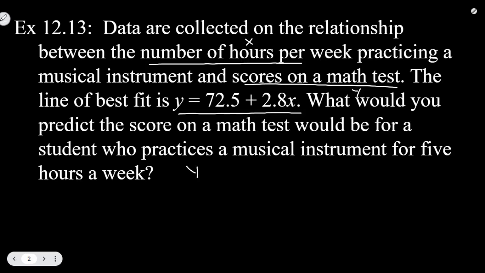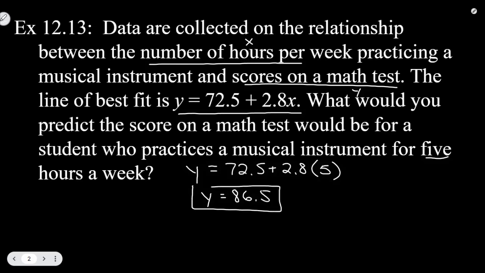So our equation, y, which remember stands for the score on the math test, equals 72.5 plus 2.8 times x, and remember x is the number of hours practicing, and we are told in this case that that is going to be 5. So once you have that equation set up, all you have to do is type that into your calculator, 72.5 plus 2.8 times 5, and we get 86.5. So our estimate of the score of a person who would practice their musical instrument 5 hours per week, our estimate for their score on a math test would be 86.5 based on this equation.